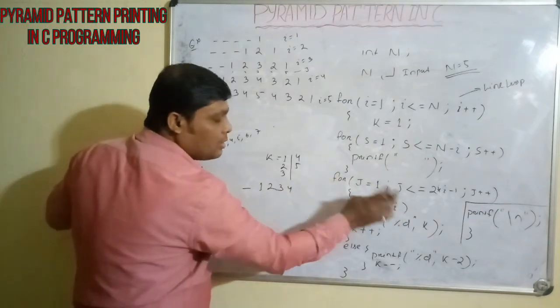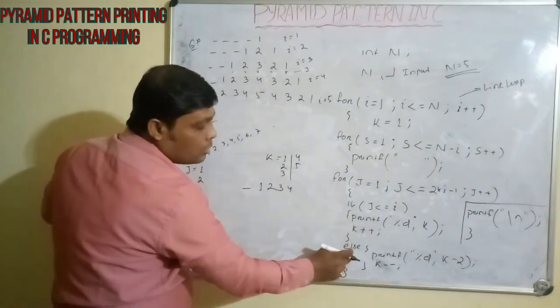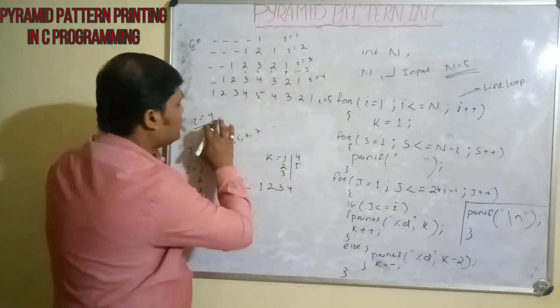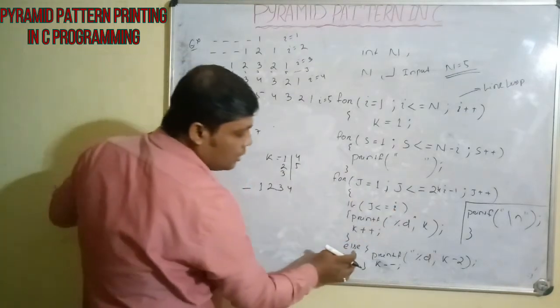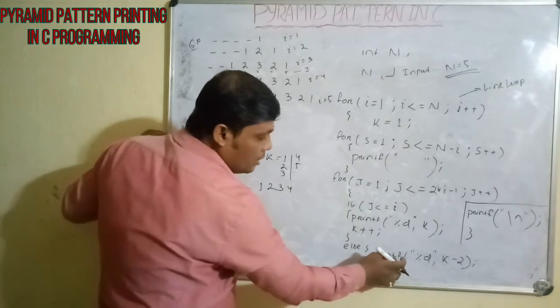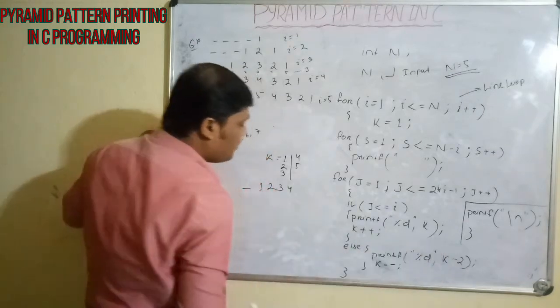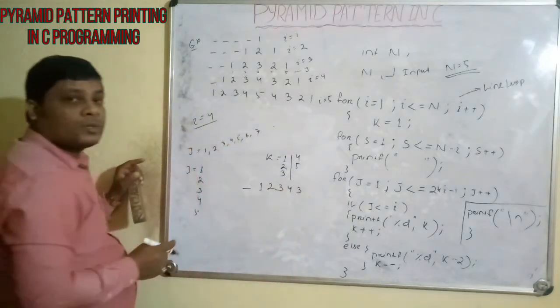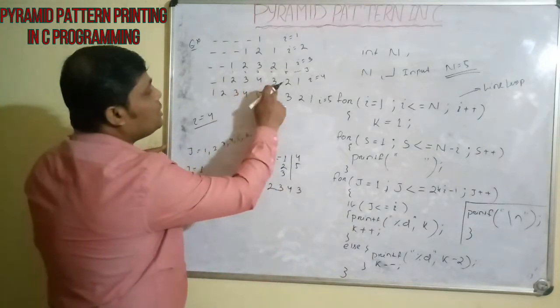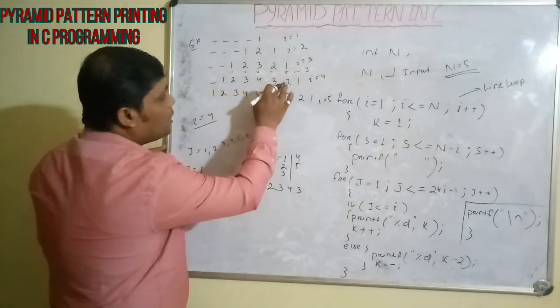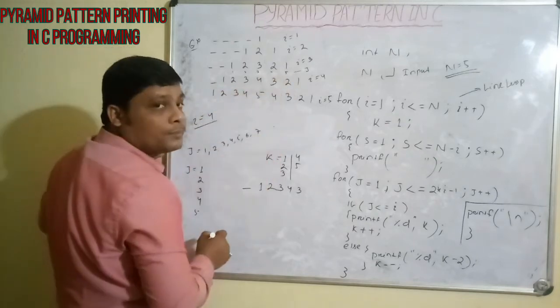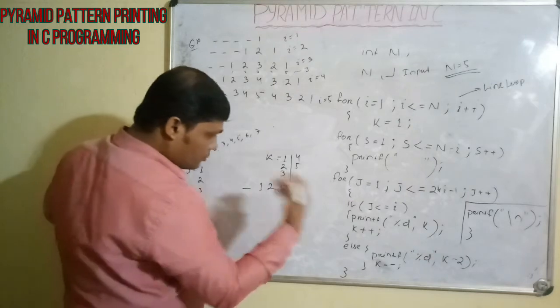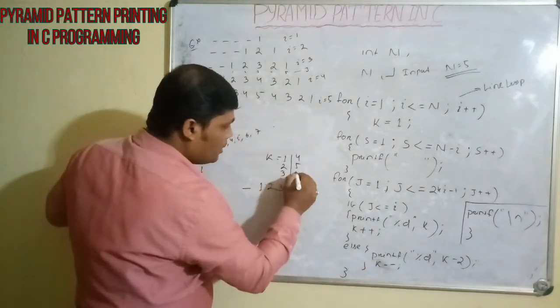Now 5 less than equal to I, condition false. It will go to the else part because I value is 4. Clear? Now come to else part. Here it will print a percentage k minus 2. K value is 5. 5 minus 2, that is 3. It will print. Clear? You can understand? See, 1, 2, 3, 4. After that, it will print 3. Clear? Now k minus minus, k value will be 4.